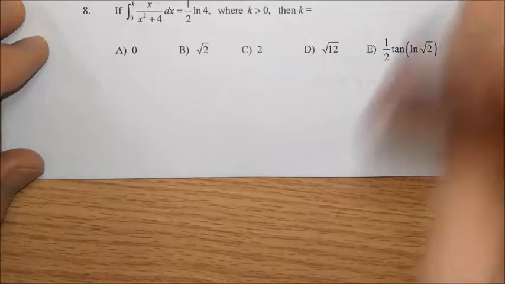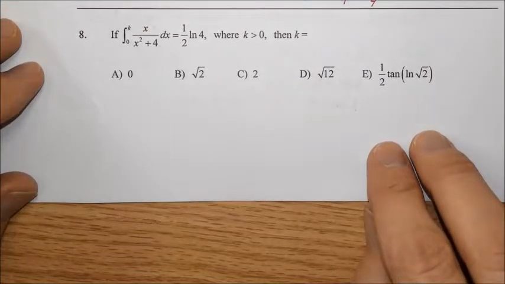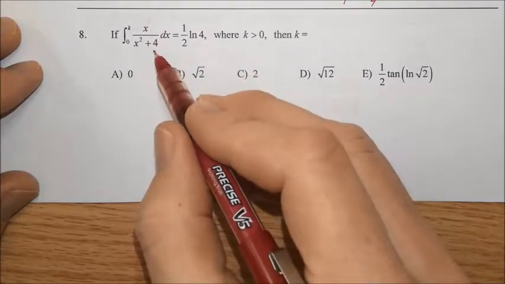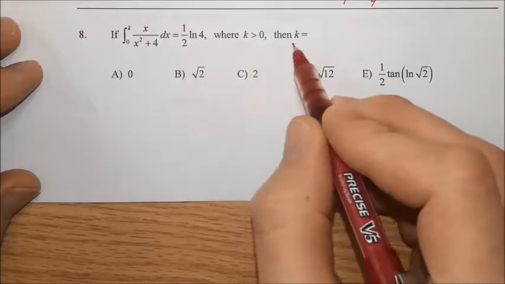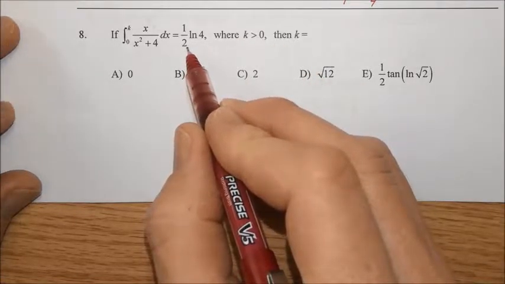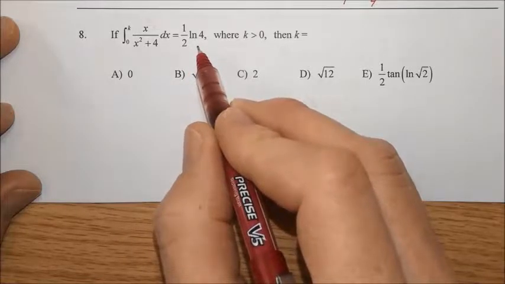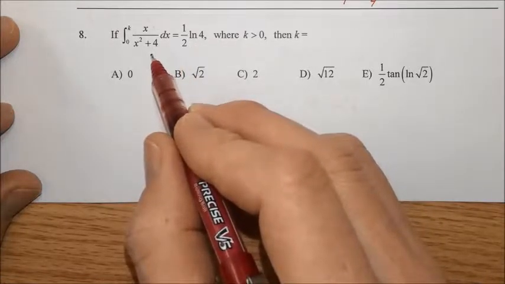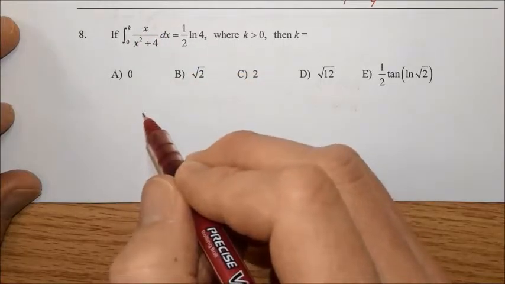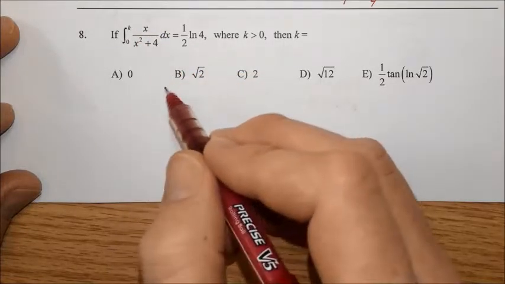We have number 8. This one is rather challenging. We have the integral from 0 to k of x over x squared plus 4. We have to figure out what k is equal to, which means we need to be given the answer. And we're told that our integral is equal to 1/2 natural log of 4. So we can go ahead and solve this integral. We're just going to have k involved in our answer, which we're looking to solve.